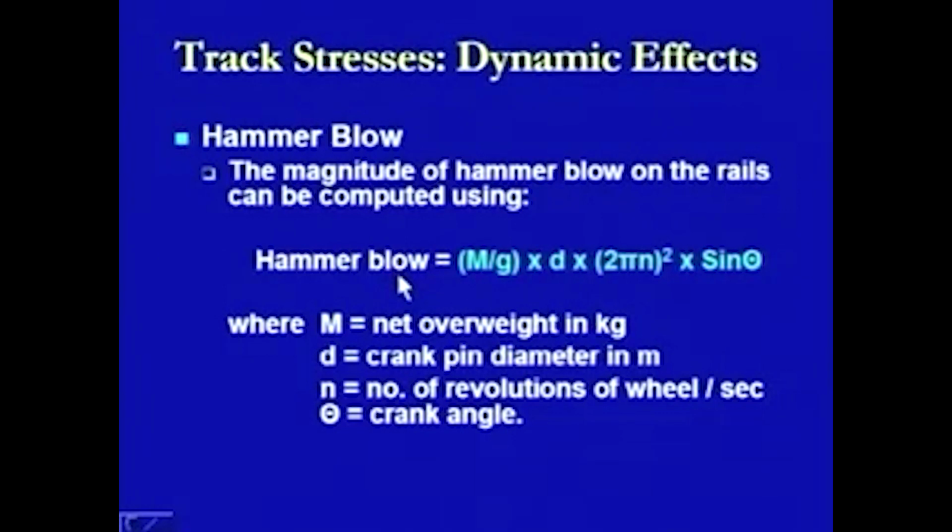And this hammer blow is computed by using a formula: m divided by g multiplied by d multiplied by (2 pi n) squared, multiplied with the sine of theta, where m is the net overweight in kg, d is the crank pin diameter in meters, n is the number of revolutions of wheels per second, and theta is the crank angle.